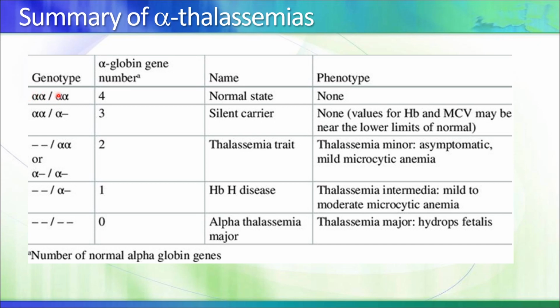Normal individuals have all four alleles being active. In silent carriers, you have three of them being active. And thalassemia trait is when two of them are active. So you can have deletion of the alpha alleles on one chromosome or one from each chromosome. So this is known as thalassemia minor or thalassemia trait. Now in HbH disease, people have mild to moderate symptoms, and in Hydrops fetalis, which is known as thalassemia major, you have all four of them being deleted.